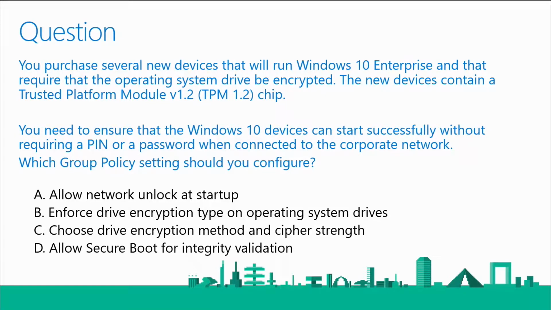You also know about the group policy settings that go with that, but also how to provision that at deployment time and some of the settings that go with that, such as unlocks. So let's take a look at a sample question that's concerned with just that. You purchase several new devices that will run Windows 10 Enterprise and that require the operating system drive to be encrypted. The new devices contain a TPM 1.2 chip.